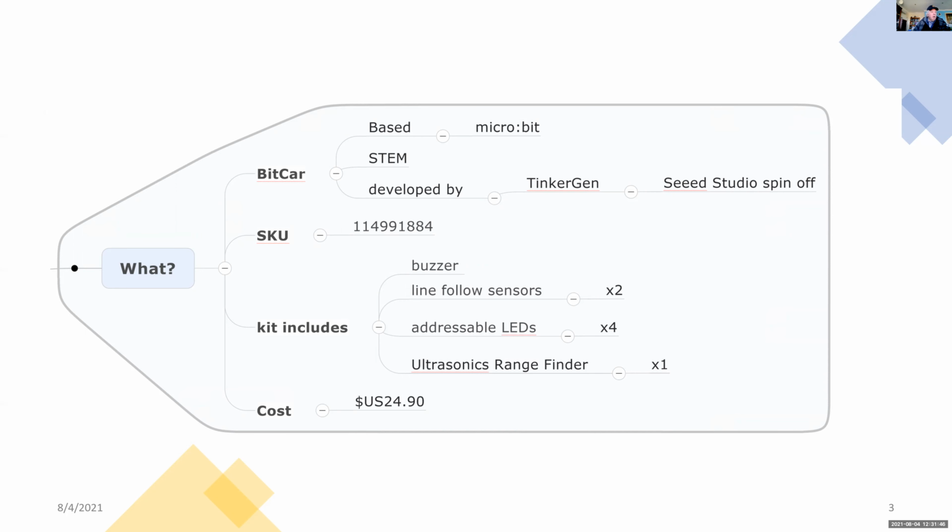So in the kit, you get some components, which includes a car chassis, and that has a buzzer on it with line following sensors. It's got addressable LEDs, and it has an add-on ultrasonics rangefinder. So overall, just under $25.